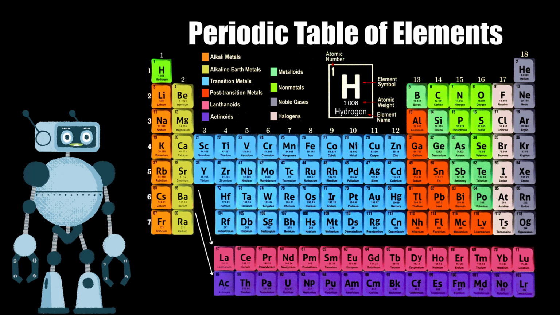Conclusion. The periodic table is an essential tool in chemistry. It organizes elements based on their properties and shows trends that help us predict how elements will behave. By understanding how to read and interpret the periodic table, you can unlock a deeper understanding of chemistry and the behavior of matter.